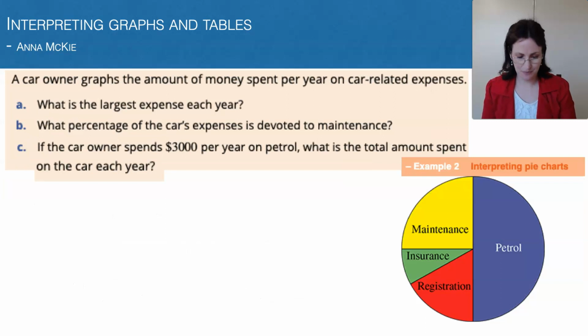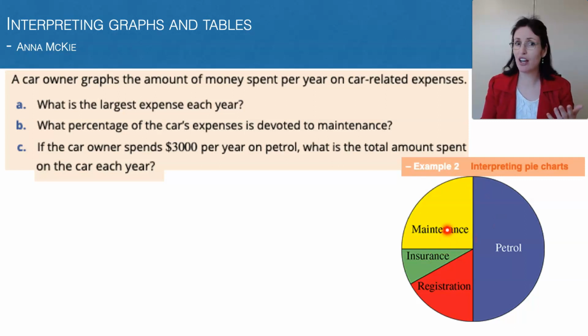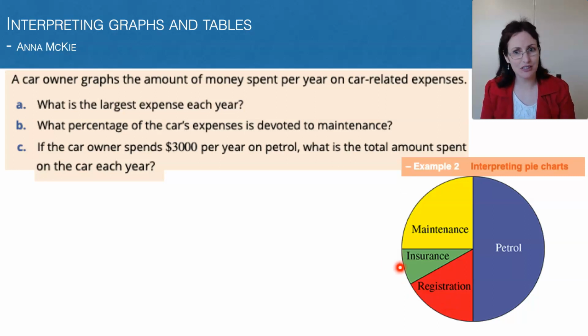Second question. A car owner graphs the amount of money spent per year on car-related expenses. So let's have a look here at our pie chart. These are all the different costs that you might spend if you own a car. About that much is petrol. How much of the graph would you say that is? Half, or 50%. Then we have maintenance here, which would be things like a service, maybe tyres, registration to make sure your car's registered, and insurance.